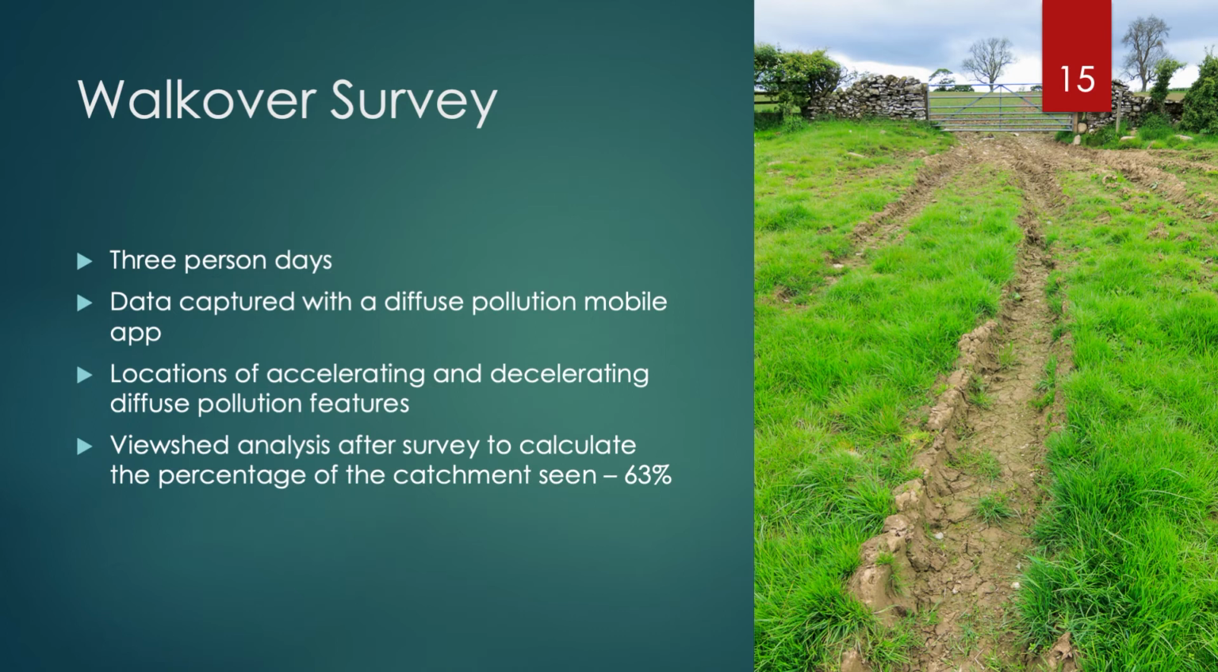The third approach we did was a traditional walkover survey, working with a bespoke diffuse pollution mapping application on a smartphone, and we looked for locations across the catchment for both accelerating and decelerating features of diffuse pollution. After we did this, it was 3-person days we spent walking around the catchment to collect this data set. I undertook a viewshed analysis to look at how much of the catchment we'd seen during those 3 days. And actually we managed to only see 63% of the overall catchment.